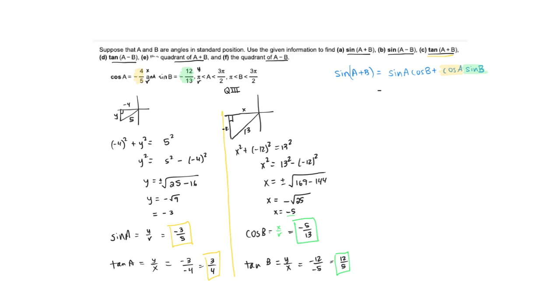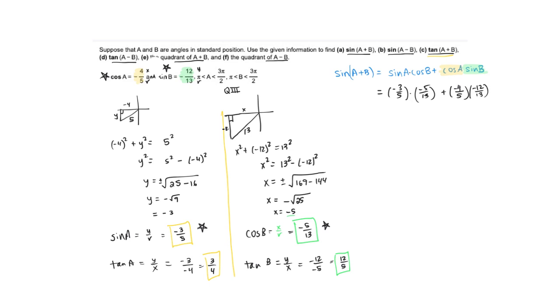Okay, so we know that sine of a we found right here. Sine of a is negative 3/5, and that's being multiplied by cosine of b. Oh wait, cosine of b was not given. Cosine of b we found right here, so that is negative 5 over 13. And then we add that to cosine of a, which was given. That's negative 4 over 5. And sine of b was right here. That is negative 12 over 13.